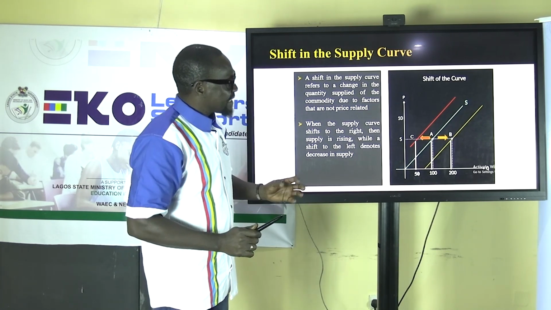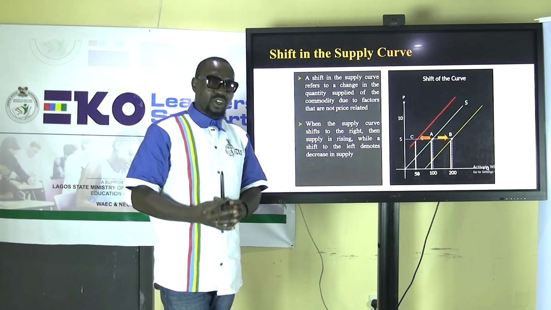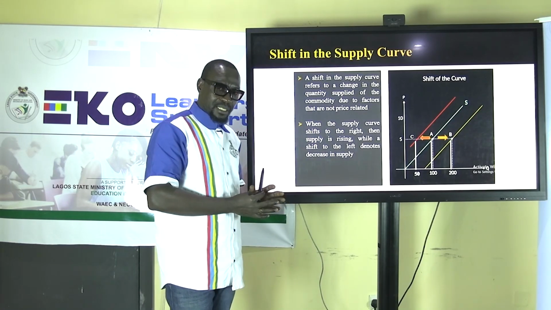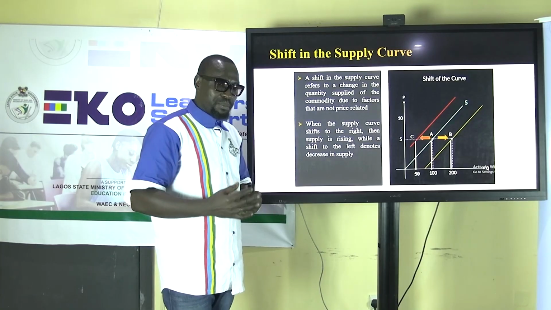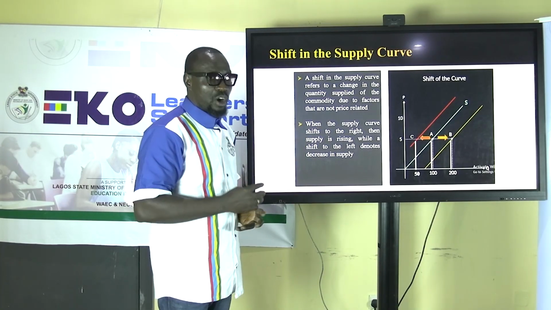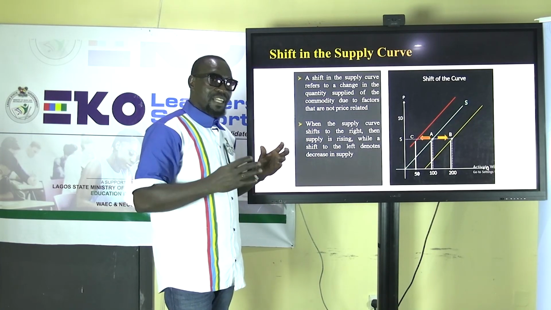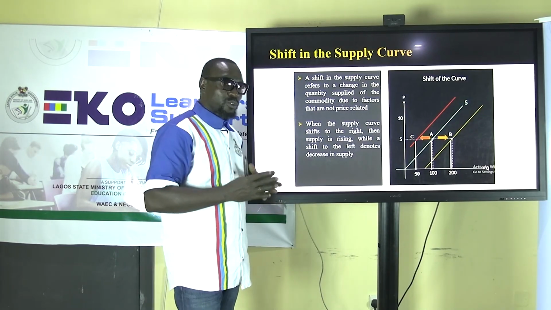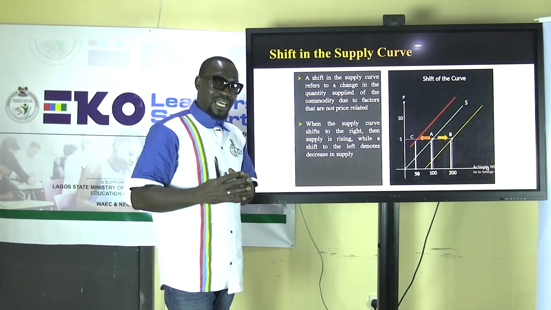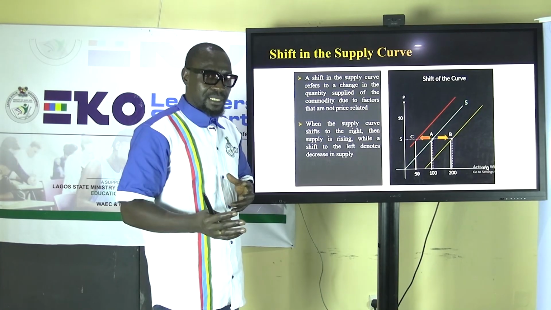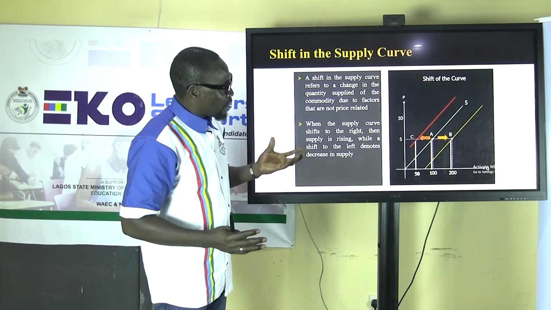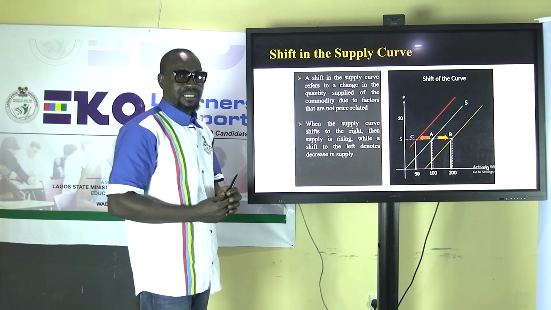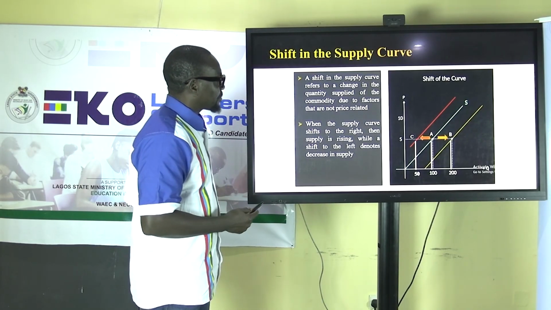However, when it is as a result of factors not price related, we see it exhibited in shifts of the supply curve either outwards to the right or inwards to the left. When it is outwards to the right, it denotes an increase in quantity supplied. And when it is inwards to the left, it denotes a decrease in quantity supplied.